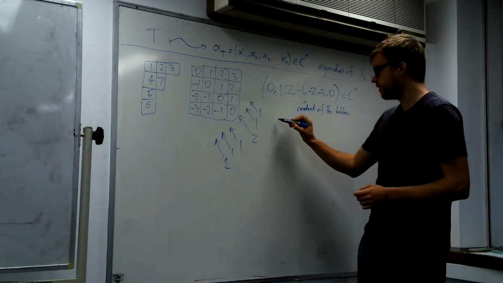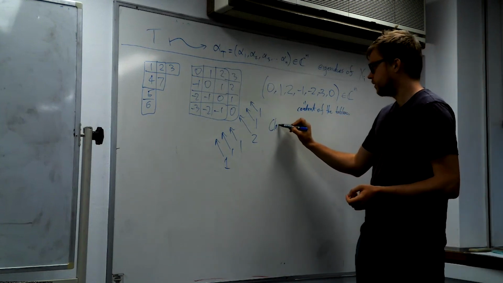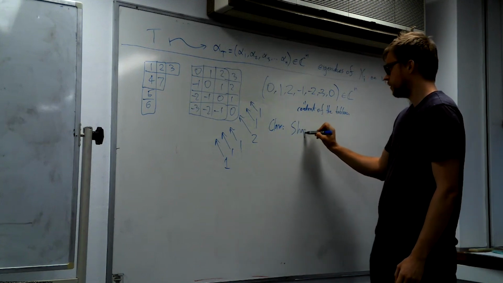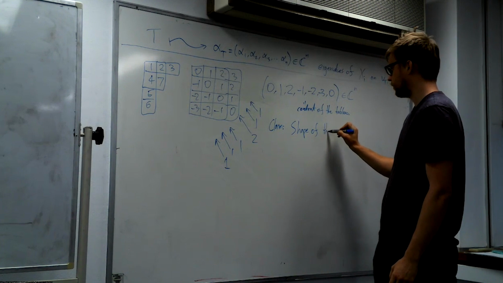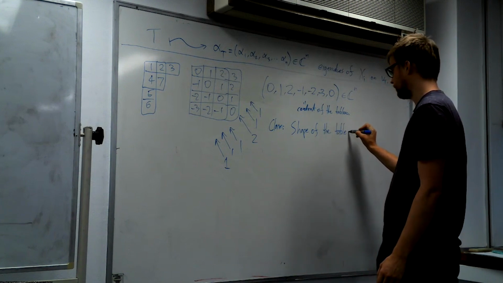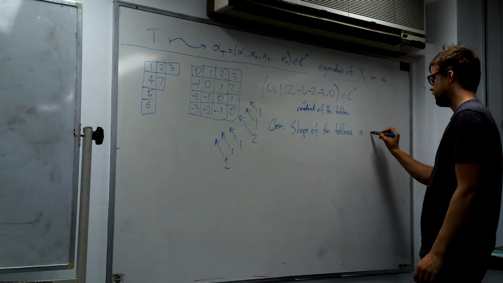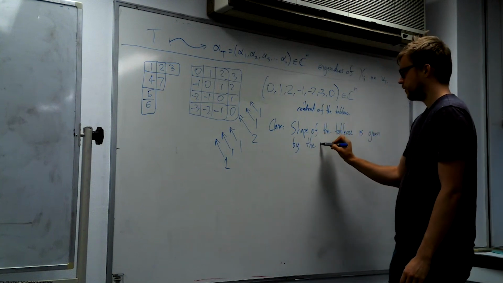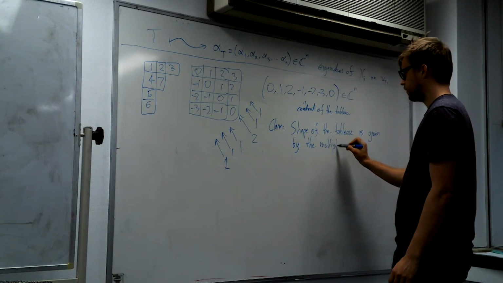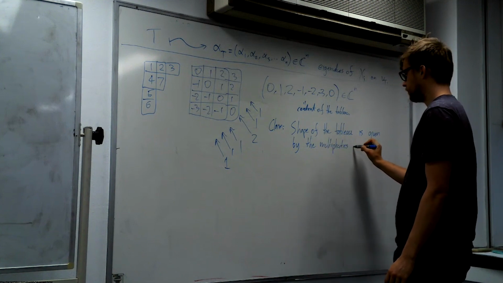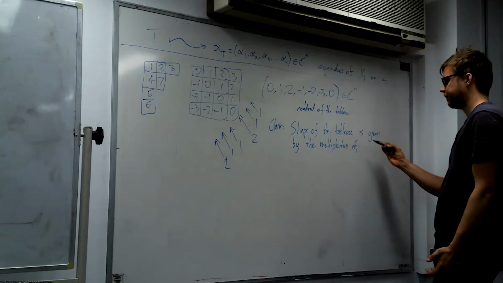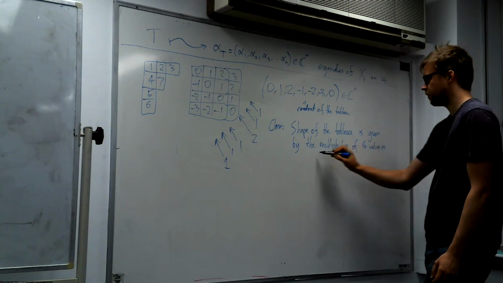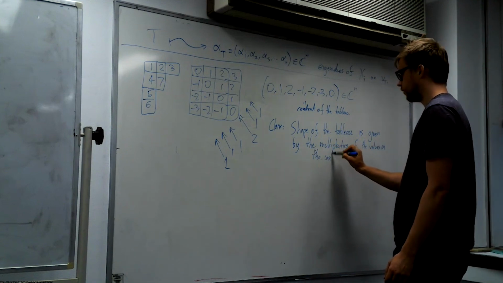So maybe I'll write that down. The claim is that the shape of the tableau, which is the shape of the underlying partition, is given by the multiplicities of the values in the content along the diagonals.